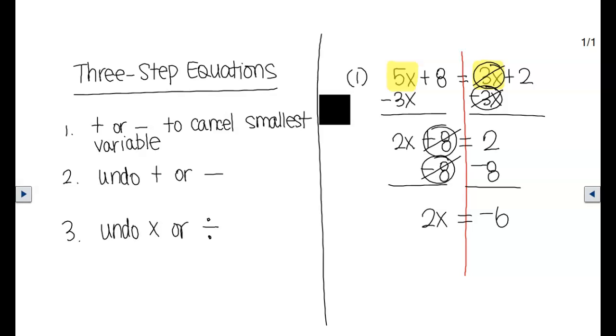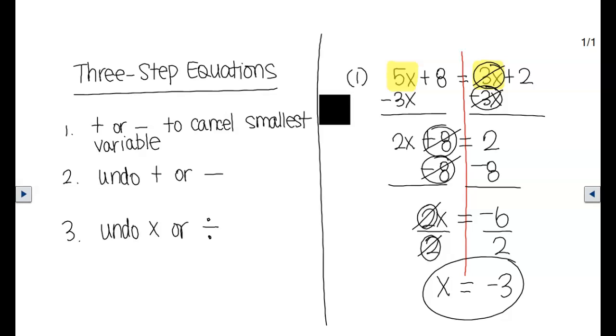So now I'm down to a 1-step equation, undo multiplying or dividing. 2x is 2 times x, so I am multiplying by 2. So to undo that, I will divide by 2. Multiplying by 2, dividing by 2, cancel each other out. X equals negative 6 divided by 2, negative 3.